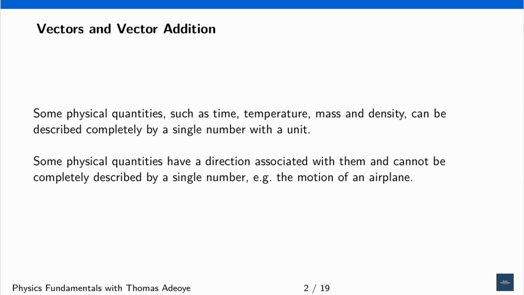Some physical quantities such as time, temperature, mass, and density can be completely described by a single number with a unit. In other words, you can say that they can be completely described in terms of their magnitude only. You don't need anything else, just the magnitude. Let's take mass as an example.